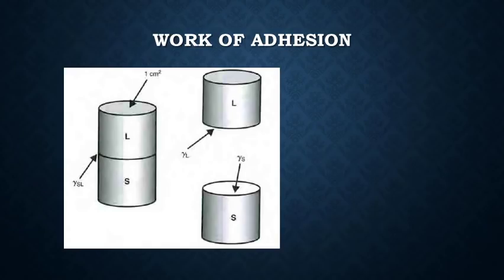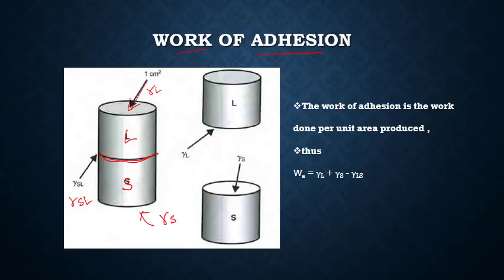So now say you have this liquid and this is solid. Here is the surface tension of the liquid and here will be the surface tension of the solid, and the one that connects between liquid and solid will be the surface tension of solid and liquid. What happened to the work of adhesion? The work of adhesion is the work done per unit area produced.